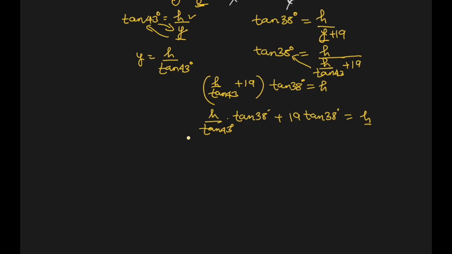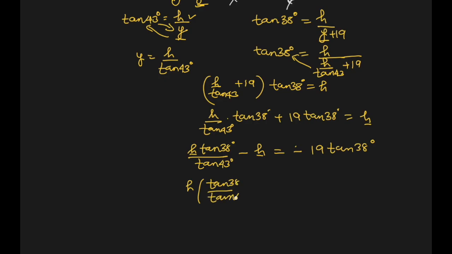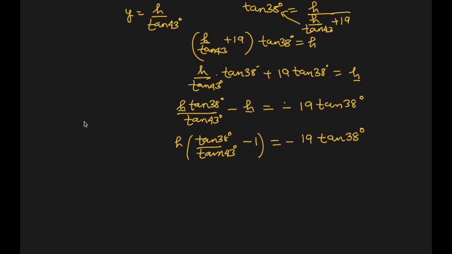Now we'll bring this h to the left side. So h tan 38 over tan 43 minus h. When this h goes to left becomes negative, equal to negative 19 tan 38 degrees. Now both of them have h, and we can take that h common. Tan 38 over tan 43 minus 1 is here. Whole h is out, so only 1 is written here, equal to negative 19 tan 38 degrees. I have not evaluated them still. Why? Because if we evaluate them, the rounding off will make some changes to the question. So that's not what I want.